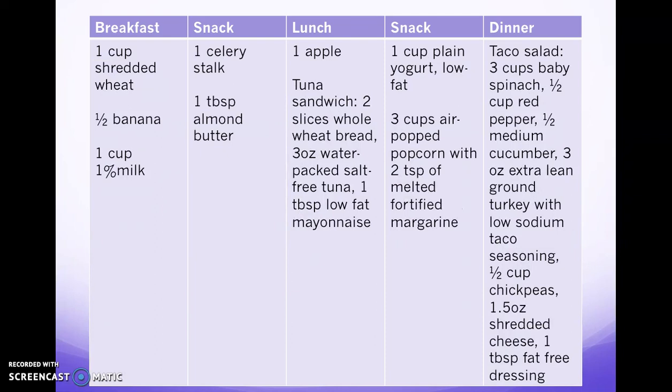And then finally, day 3, again an economical breakfast that's very quick to prepare, 1 cup of shredded wheat with half a banana and 1 cup of 1% milk. For snack, it's celery and almond butter, so a good source of fiber and protein and healthy fats. Lunch is an apple with a tuna sandwich.